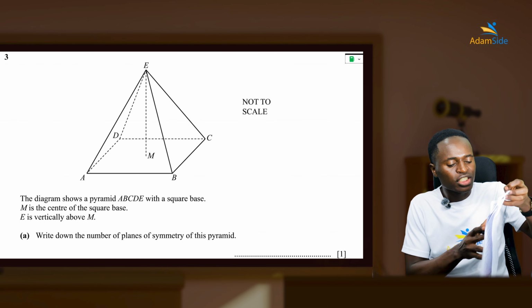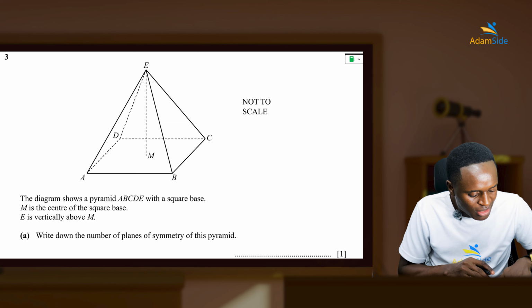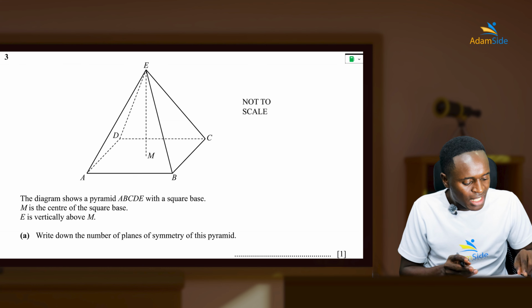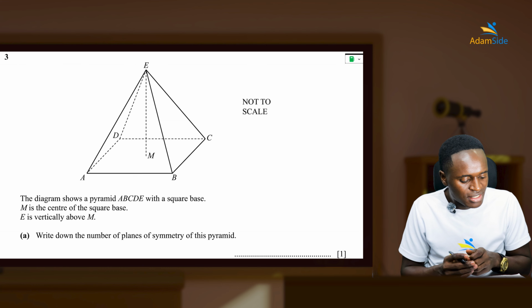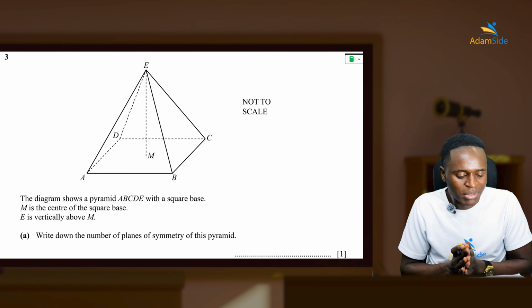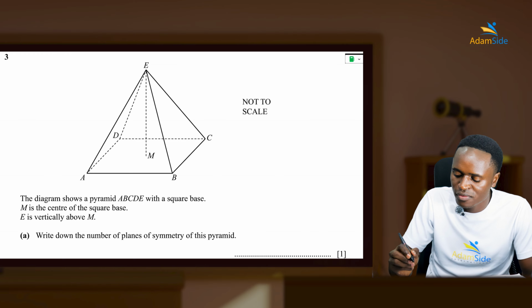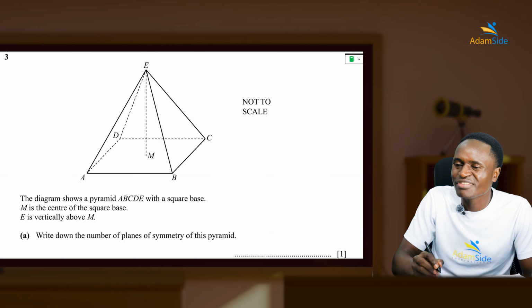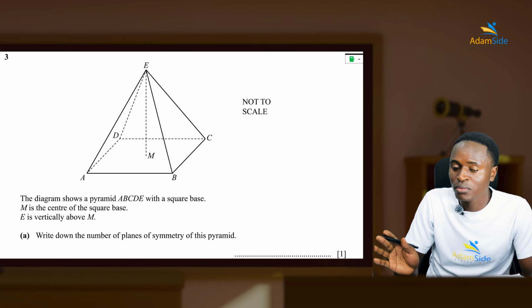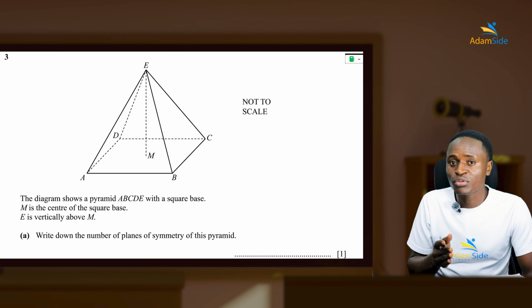Then we go to question 3. The diagram shows a pyramid ABCD with a square base. M is the center of the square base. E is vertically above M. Write down the number of planes of symmetry of this pyramid. This is very simple. Planes of symmetry come from 2D shapes and 3D shapes, and identifying the line of symmetry.